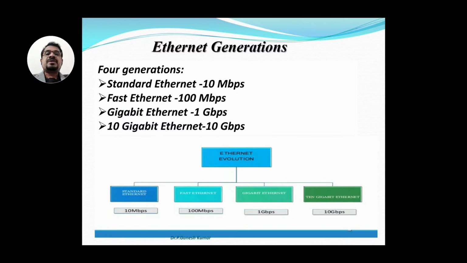So, Ethernet generations. There are four generations as of now. The first one is Standard Ethernet, which supports a maximum data rate of 10 Mbps. That is the first generation. The second generation is Fast Ethernet, which supports 100 Mbps. And Gigabit Ethernet is 1 Gbps, and 10 Gigabit Ethernet is 10 Gbps.